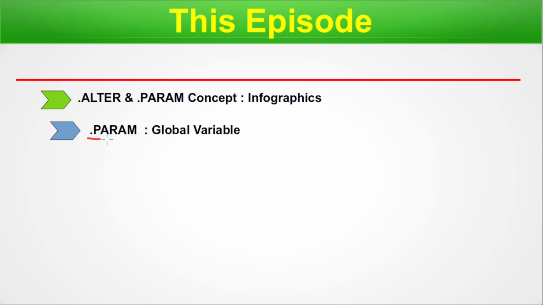Next, we will talk about the param, that is the parameter, as a global variable. We will talk in two directions. One, how it is impacting the alter, as well as how this global variable is impacting the spice as a whole. Next, we will talk about the param with various examples.